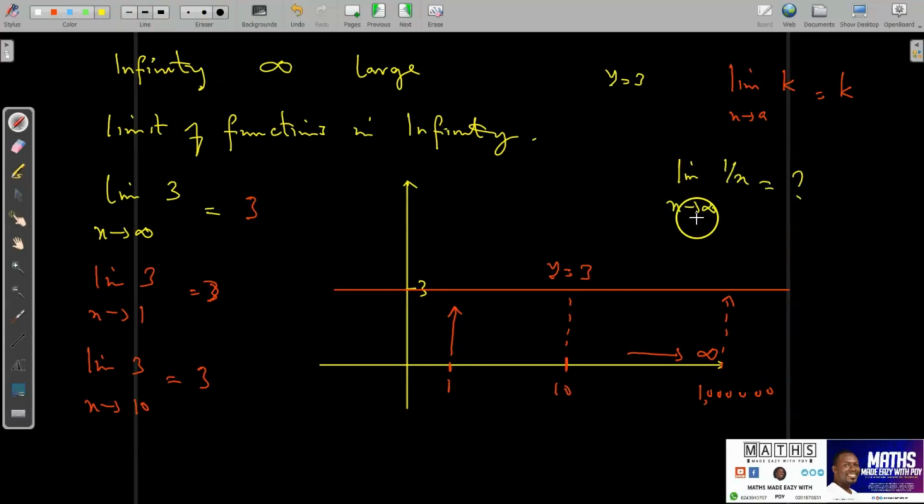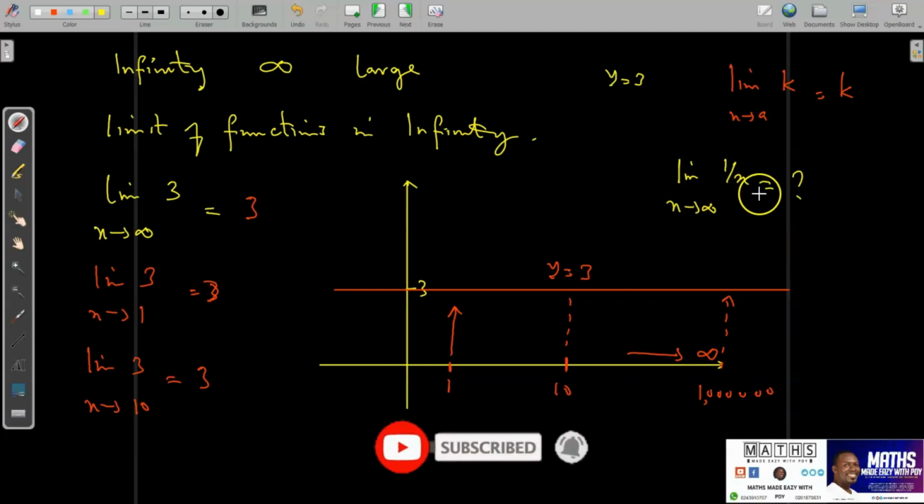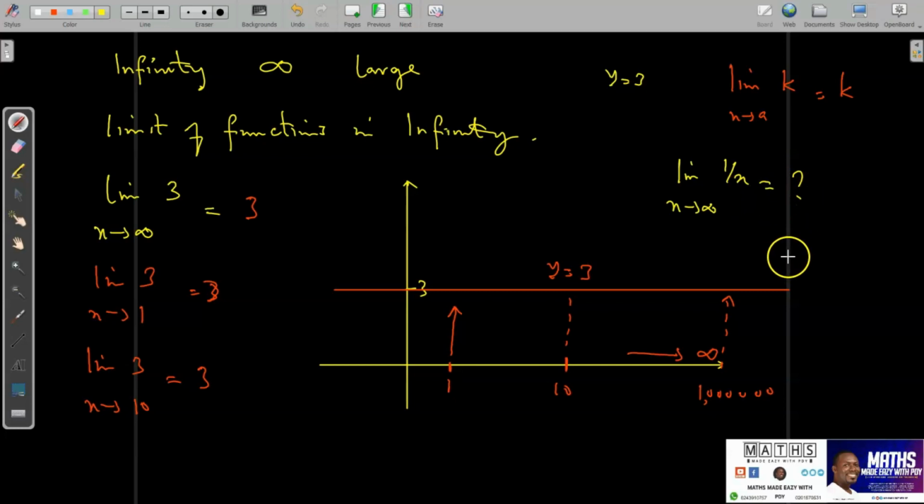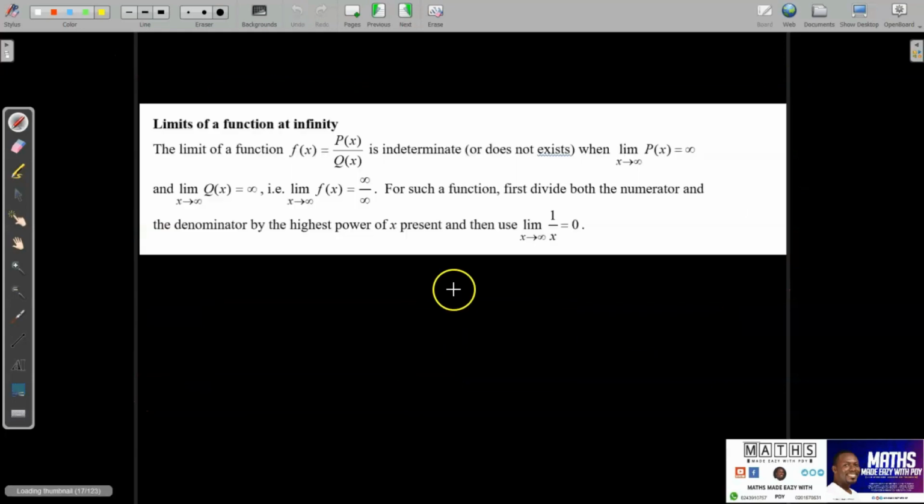Limit of 1 over x as x approaches infinity, what will be the answer? That's what we want to verify now. And it's a concept we need to know very well. It's a very strong concept we need to know very well. So that's what we're going to consider right now. So to do that, please watch this carefully. Let us have some simple investigation.